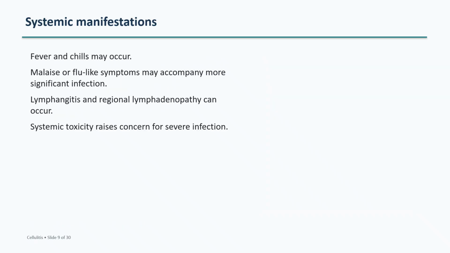So now we will understand what the systemic manifestations are. The patient may have fever. Sometimes chills may occur because there is a bacterial infection. Malaise or flu-like symptoms may occur, which also accompany a more significant infection. Sometimes lymphangitis and regional lymphadenopathy can be present in the patient, and if it deteriorates, it can develop systemic toxicity also and can cause severe infection.